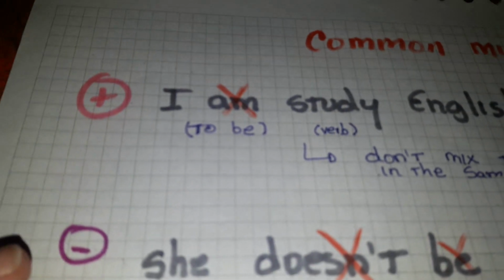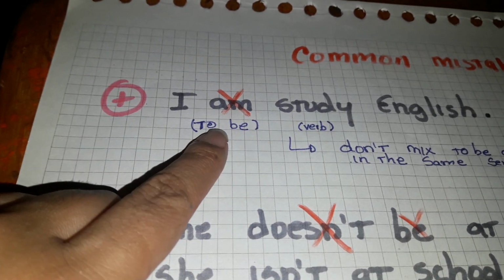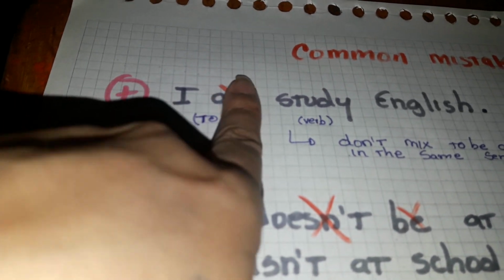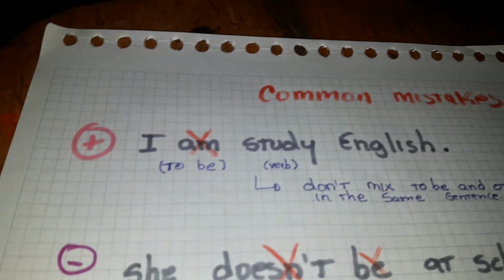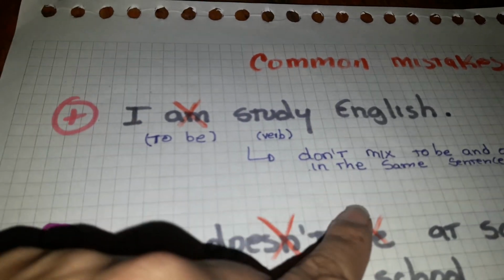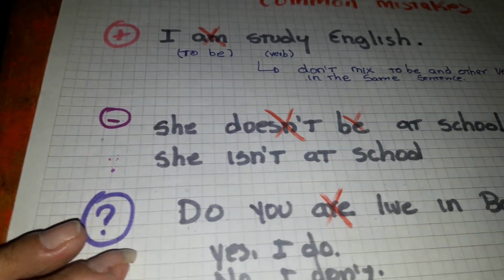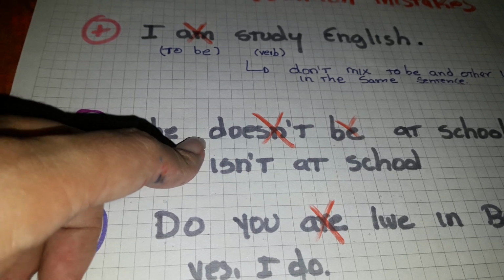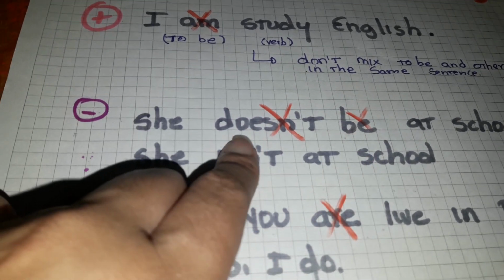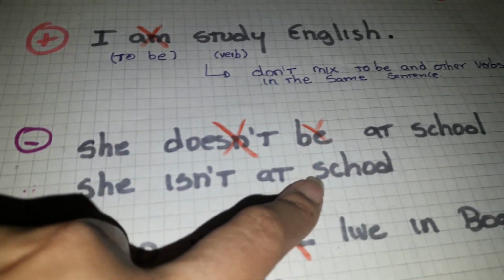This is a mistake. I am studying English. Don't mix it. Am is to be, not study. Our verb is study, not to be. You use I study English. Don't use am because it's not clear. If you have negative, don't mix to be and other verbs in the same sentence. Another example. She doesn't be. No. If you want to be in negative, you don't put doesn't be. It's a mistake. Use she isn't at school.